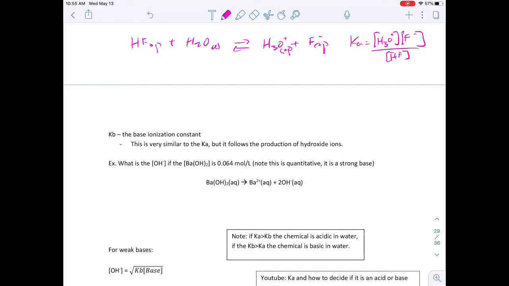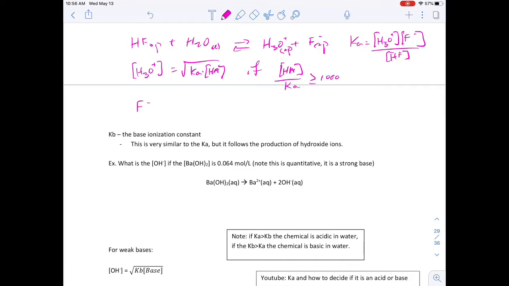And so the Ka values are listed in your data booklet, and those Ka values can be used to find the concentration of hydronium in weak acids. It will be the square root of the Ka times the concentration of the acid, if the concentration of the acid divided by the Ka is greater than or equal to 1,000. So we did that in the last video, and we're going to do a very similar thing now, but instead we're going to deal with the Kb.